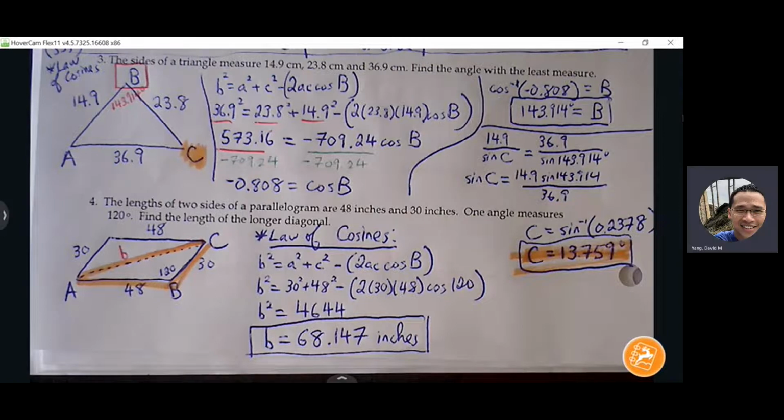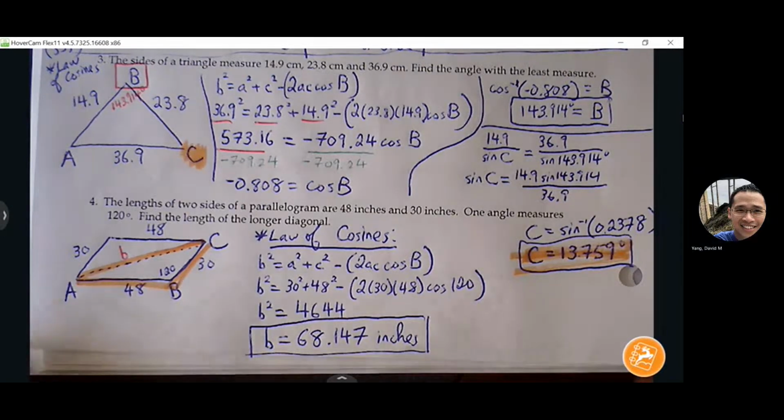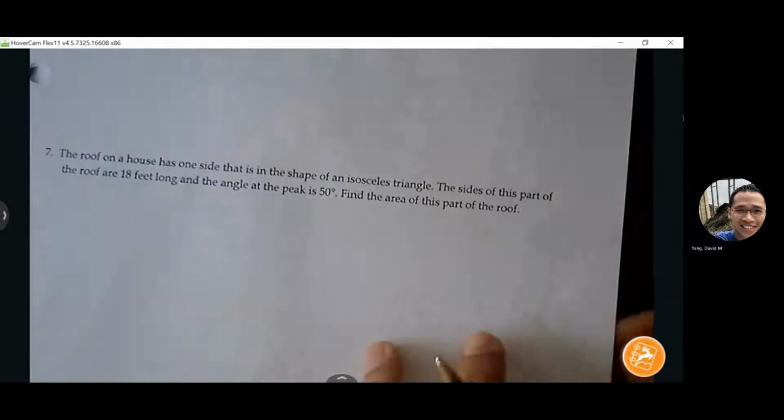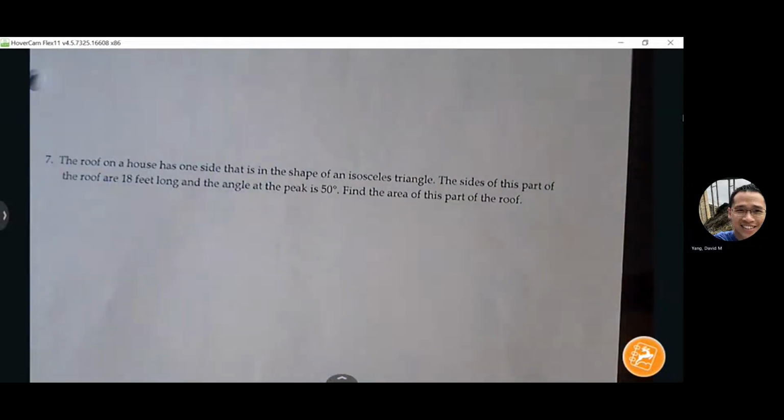Okay. Any questions with 4? Okay, page 21, next page.